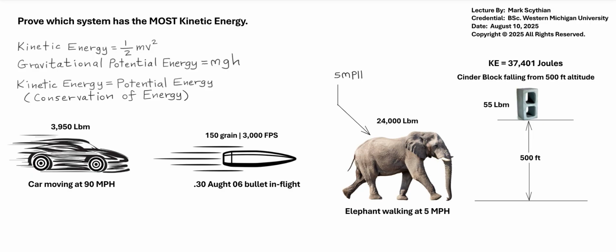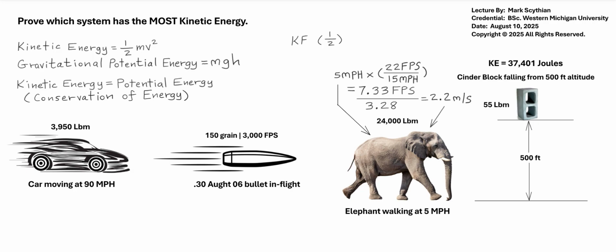Now we move on to the elephant walking at 5 miles per hour. So we convert the 5 miles per hour into feet per second. For every 15 miles per hour, there's 22 feet per second. So we calculate the elephant walking at 7.33 feet per second. We divide that by 3.28, the number of feet to a meter. So we calculate 2.2 meters per second as the elephant's velocity.